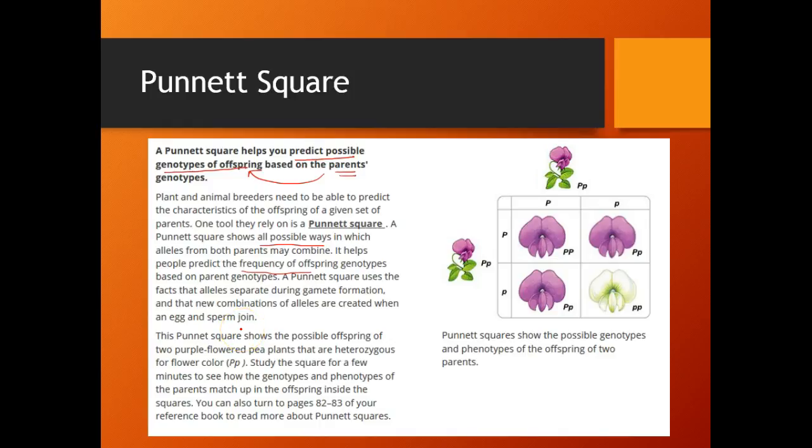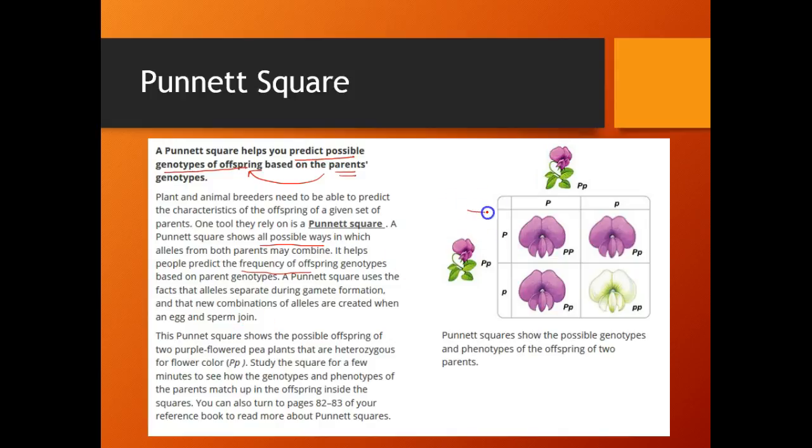A Punnett square uses the fact that alleles separate during gamete formation and that new combinations of alleles are created when an egg and sperm join. So we use the concept that Mendel discovered of independent assortment, knowing that all of these alleles we're talking about are going to separate independently during meiosis.